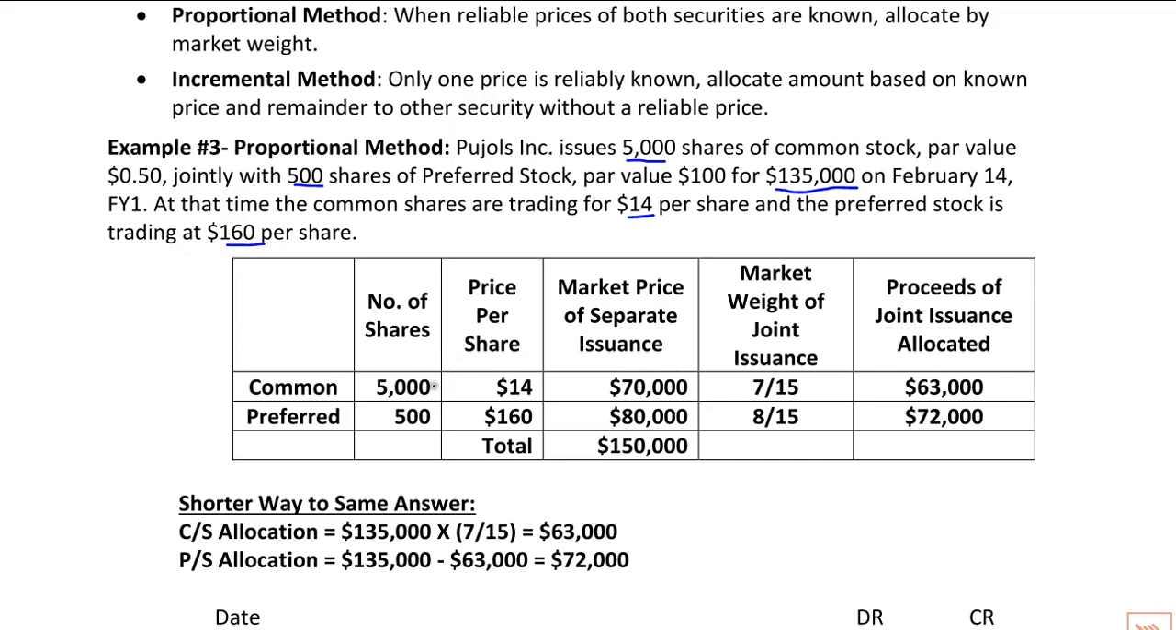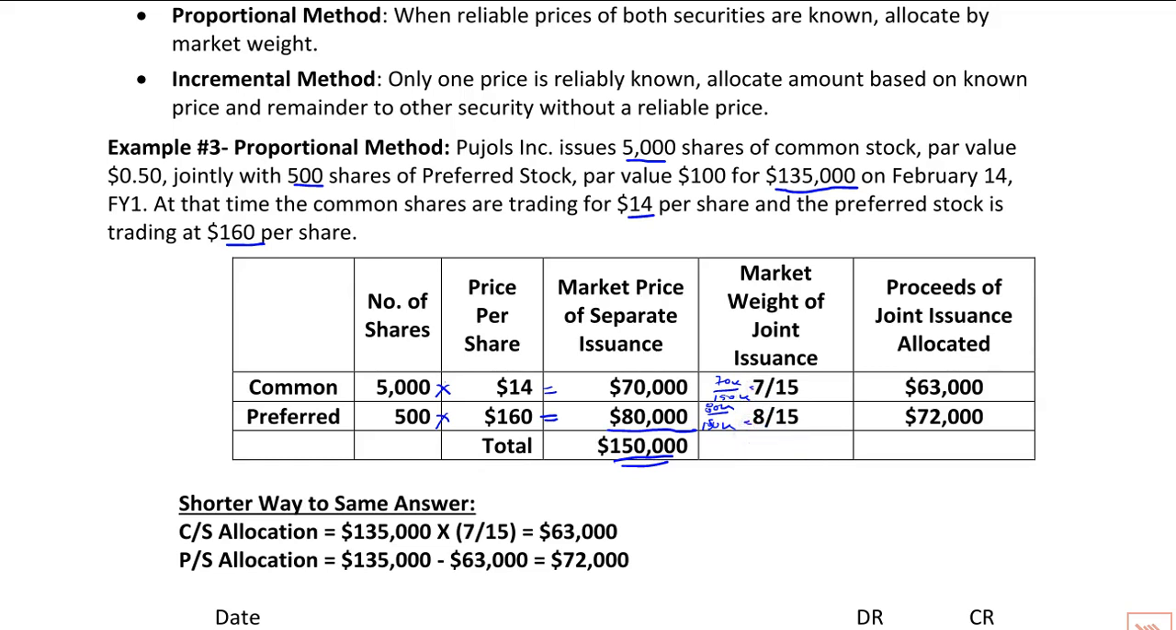So 5,000 shares of common times 14 equals 70,000. 500 shares of preferred times 160 equals 80,000. Put them together, you get 150,000. So where does this 7/15 come from? It's just 70,000 over 150,000, and 80,000 over 150,000 is 8 over 15.